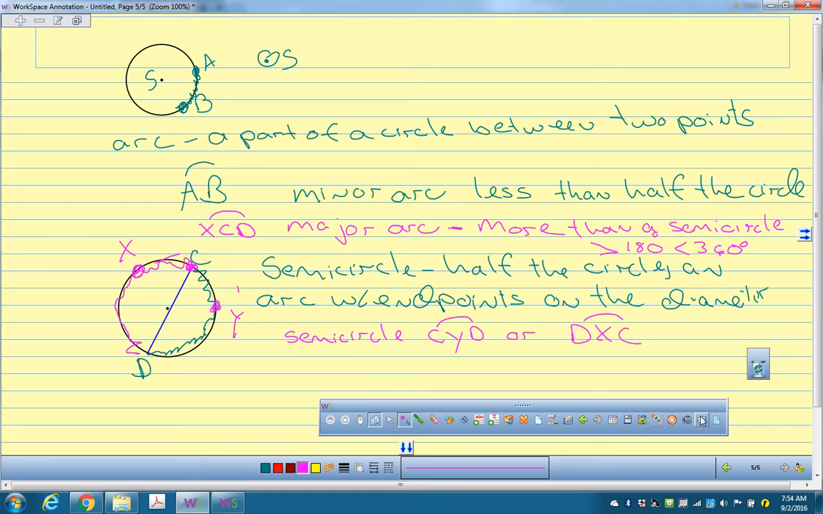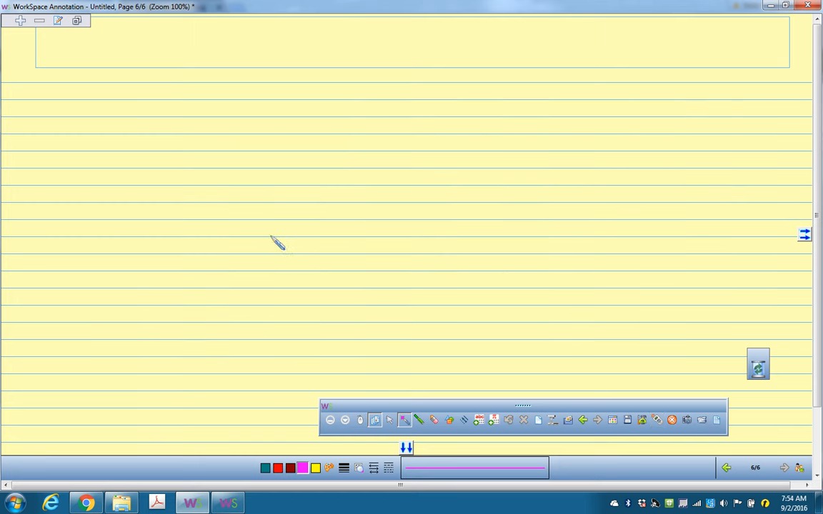Okay? If you see this, like if I said that circle P is congruent to circle Q, that means that they have congruent what? Diameters or radii, yep, okay. Congruent diameters or radii, that's the plural of radii, okay?